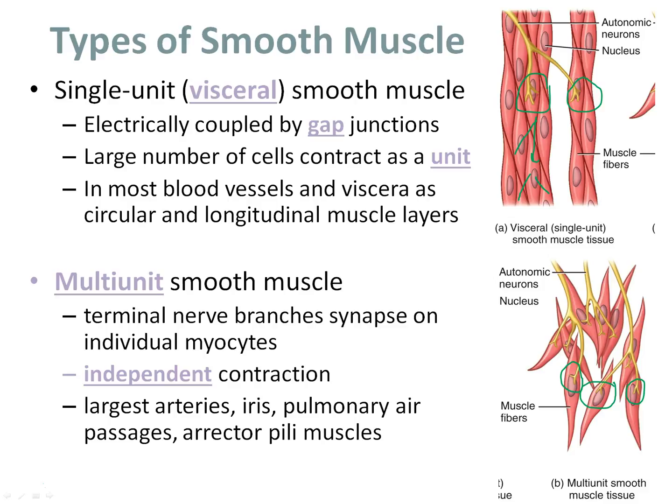This type of smooth muscle exhibits independent contraction. I can make these muscle cells contract by sending a signal down this neuron. I can make these muscle cells contract by sending a signal down this neuron. I don't have to contract all of them at the same time.